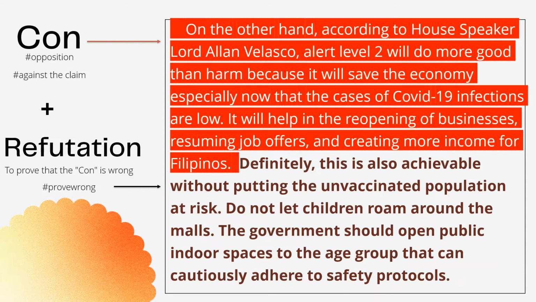Now, we have to refute or prove that what they believe is wrong. So here is our refutation. Definitely, this is also achievable without putting the unvaccinated population at risk. Do not let children roam around the malls. The government should open public indoor spaces to the age group that can cautiously adhere to safety protocols. This is the last argument for this essay, and hopefully it convinced people to believe in the thesis statement.